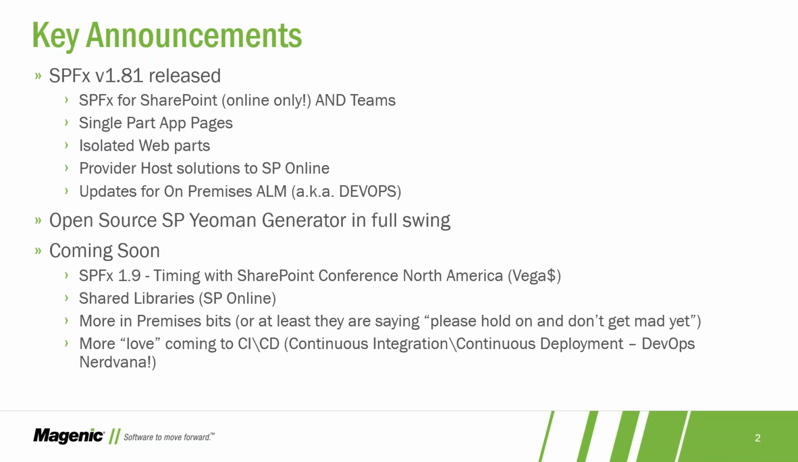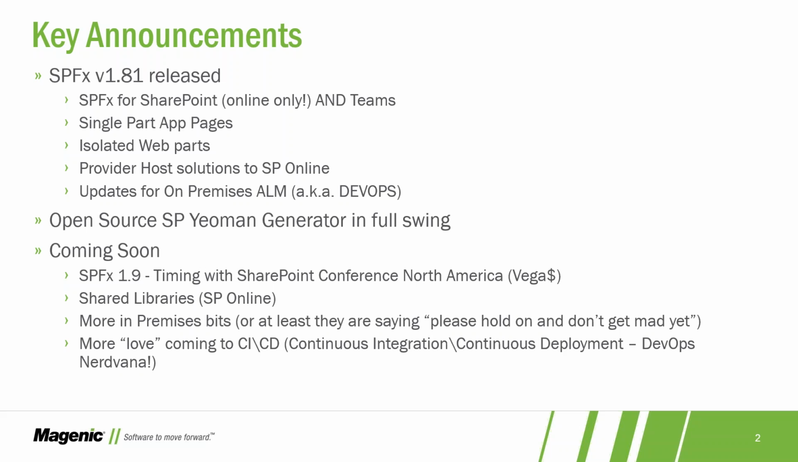Coming soon, we have 1.9. Very likely they're timing this to come out with the North American conference. Yeah, we're in that stage right now. There's going to be something called shared libraries. Imagine now you have code that's being shared between the web parts. Pretty much you had to deploy each one together. You had your CDNs that were one of the ways around it, but to actually have shared libraries, big deal.